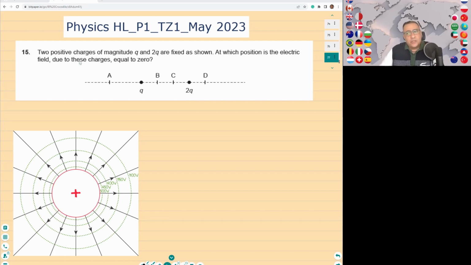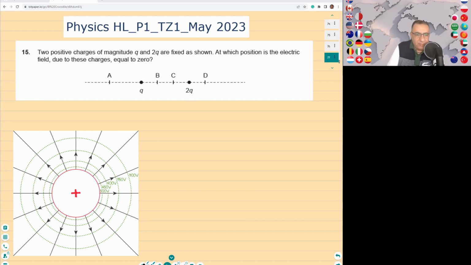Two charges of magnitude Q and 2Q, so they are positive charges, are fixed as shown. At which position is the electric field due to these charges equal to 0? So what do we have here? We have two positive charges.